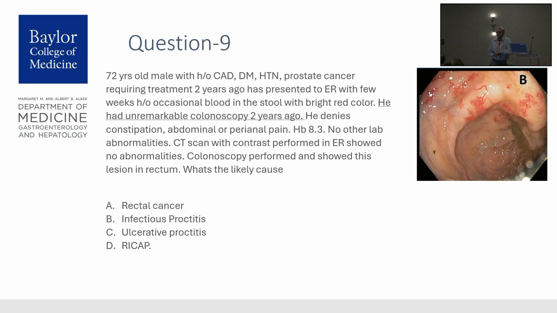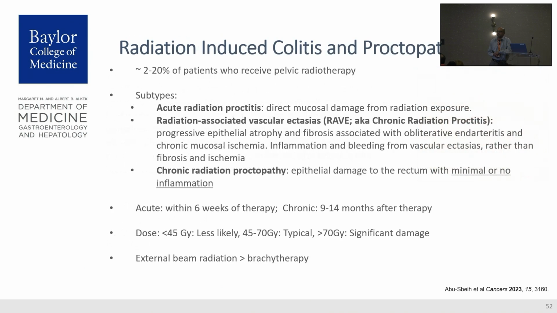This is a newer name for it. It's called RICAP, radiation-induced colitis and proctopathy. Acronyms, right? There are different things. Acute radiation proctitis means within a few days to weeks. The chronic ones are either RAVE, or radiation-associated vascular ectasia, or, when there is no inflammation at all, chronic radiation proctopathy. The treatments are slightly different.